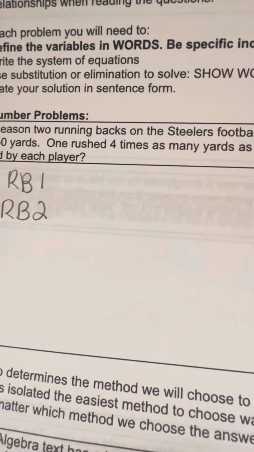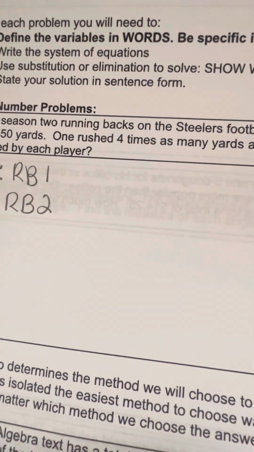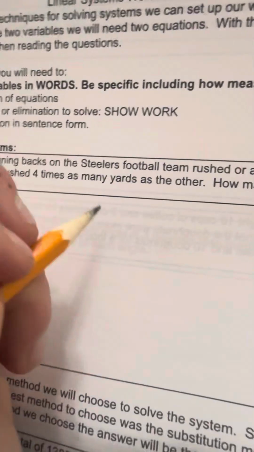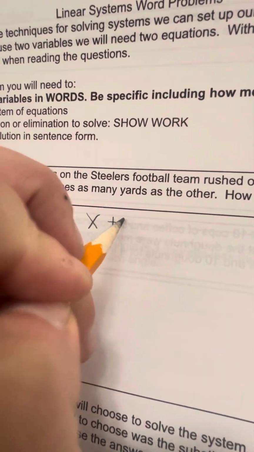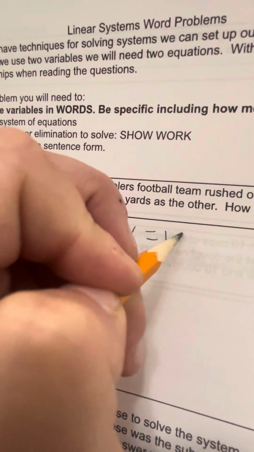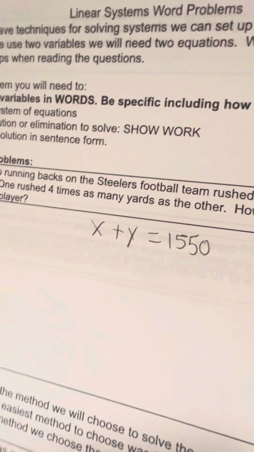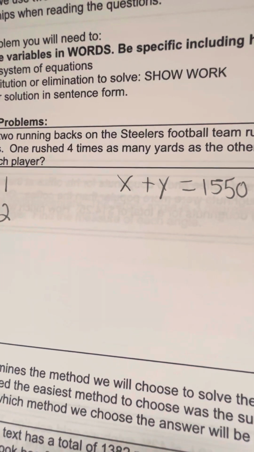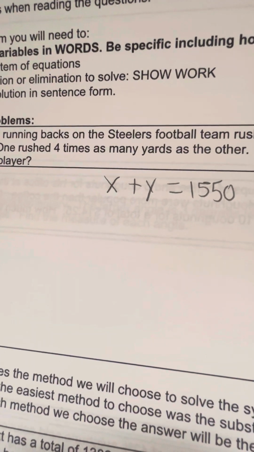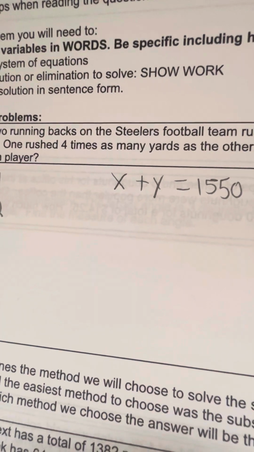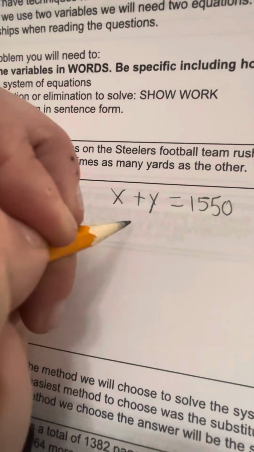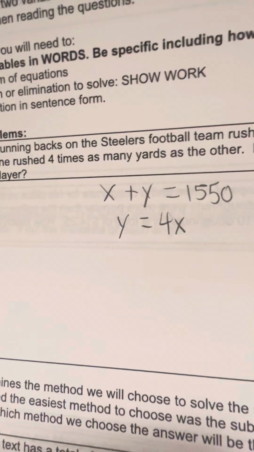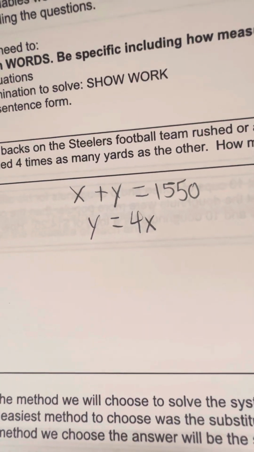So what we're going to do is start off with our first equation. We've got these 2 people, X and Y, and together they ran a total of 1,550 yards. So running back 1 plus running back 2 totaled up to be 1,550 yards. Now we're going to look at the second part, which says that one of them rushed 4 times as many as the other. Since it's not really specifying, I'm just going to go with Y is equal to 4 times X. You could say it the other way around because it doesn't really specify, so either one is fine.